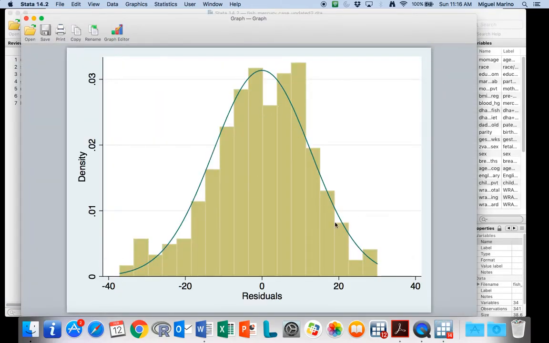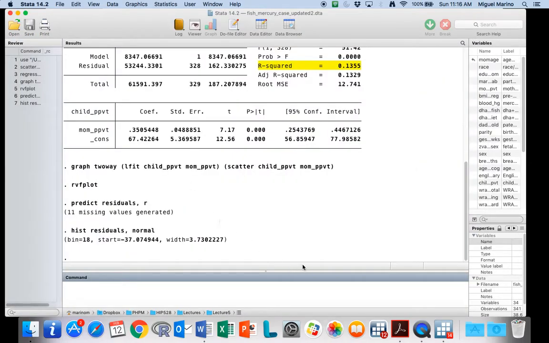Okay, so again, looks pretty good. For normality, it looks really good. Again, there are also a few issues here, but for the most part, it looks good.